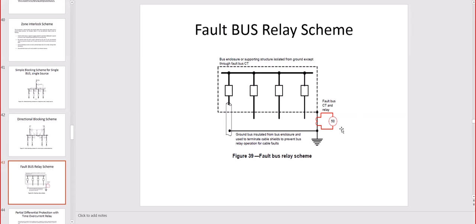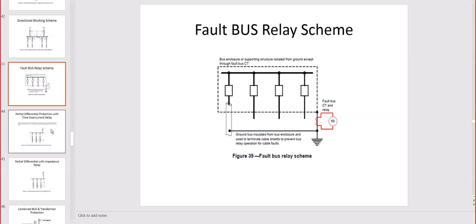Fault bus relay scheme. In this case, we are looking at the bus fault via ground insulated terminal cables, shielded to prevent relay operation for cable faults. So fault bus relay with a 50 relay on the right on the fault. What's happening here is we are reading directly the current between the neutral of the system and the ground. This is mostly the direct current flowing from the neutral of the system into the ground, and that includes the shielding. Be careful, the shielding must be rated for that current.